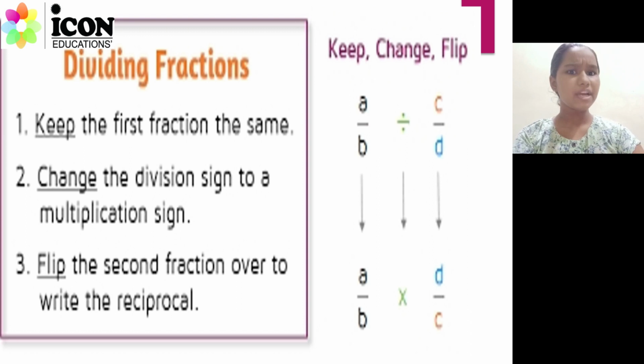The first step, keep the first fraction the same. Like a upon b, you keep it as it is. Don't make any changes in it first. Change the division sign to multiplication sign. The division sign which is there, we will make it into multiplication. That is a upon b multiplied by. And flip the second fraction over to with the reciprocal. Like c upon d, we will make it as d upon c. If we have a number 2 upon 3, it will become 3 upon 2. Means uska ulta karna hai.